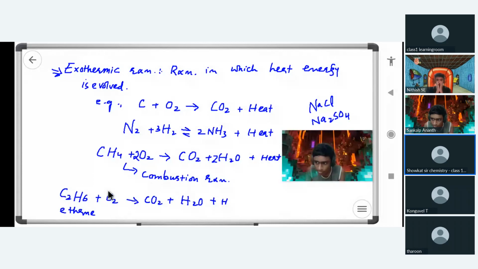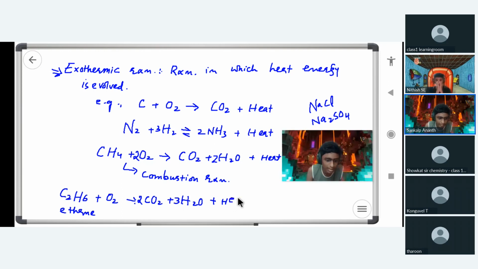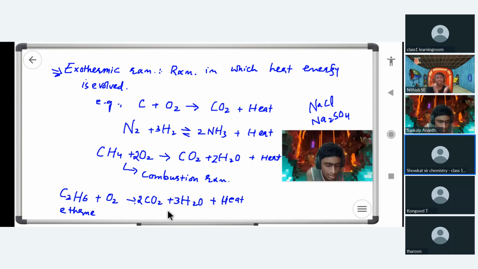Now, can you balance this? You have to put a 3 next to H2O and 2 next to CO2. Sir, I thought it was four. You have to put 5 next to that O2.